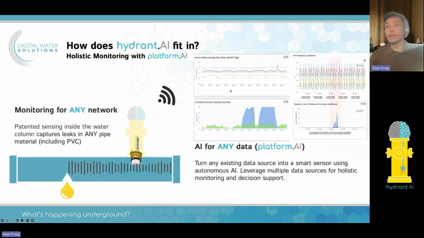So let's say you've got flow rates, right? Flow data. You can apply that and monitor for flow anomalies. Pressure, you can learn pressure patterns, right? And monitor for pressure anomalies. And this really lets you take that and turn any existing data source that you have into a smart sensor, and then get the decision support that you need from that through holistic monitoring.